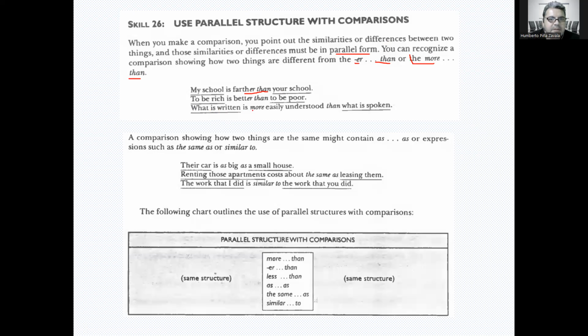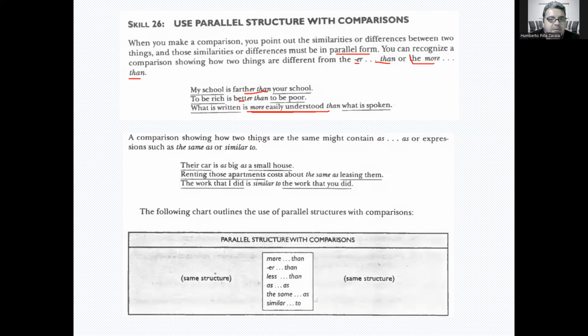What's written is more easily understood than what is spoken. My school is farther than your school, you know, it's a longer distance than your school. To be respected is better than to be important. Better is irregular, so good changes to better. And what is written is more easily understood than what is spoken.